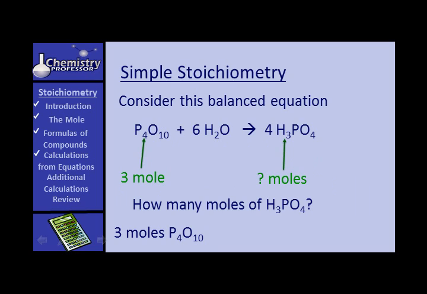We are given 3 moles of P4O10, and we're looking for phosphoric acid. The ratio is 4-to-1. 4 moles of phosphoric acid are produced when 1 mole of P4O10 reacts with ample water. So we take our 3 moles, multiply it by this, and that tells us that we would produce 12 moles of phosphoric acid. 12 moles. Remember now, this is your stoichiometric ratio.